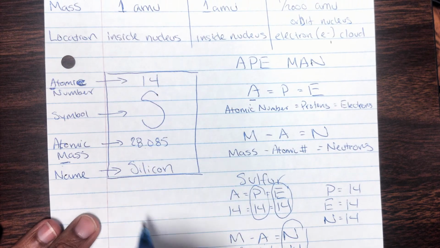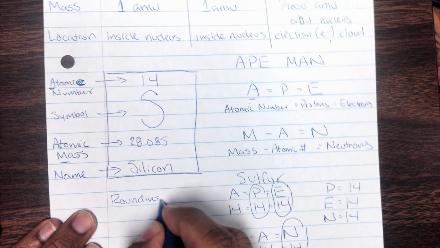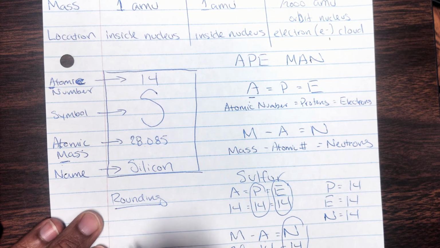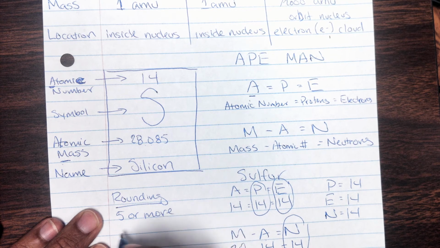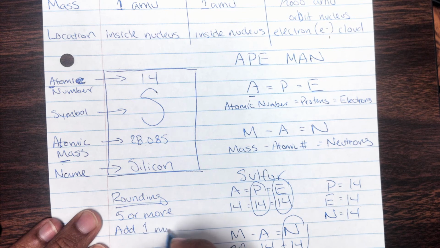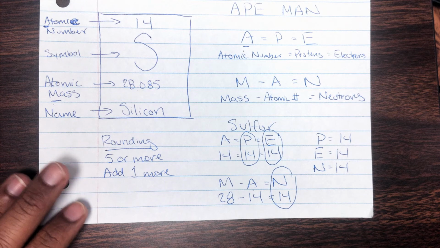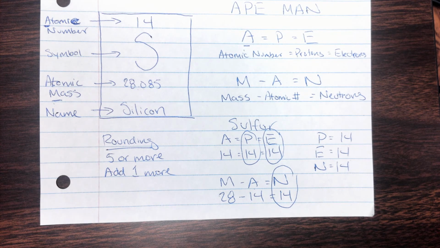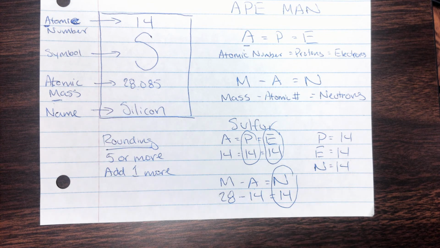All right. One last thing over here. I'm just going to write rounding. You're going to say 5 or more, add 1 more. So you can look at the number after the decimal. If it's 5 or more, you add 1. If not, you just let it go.